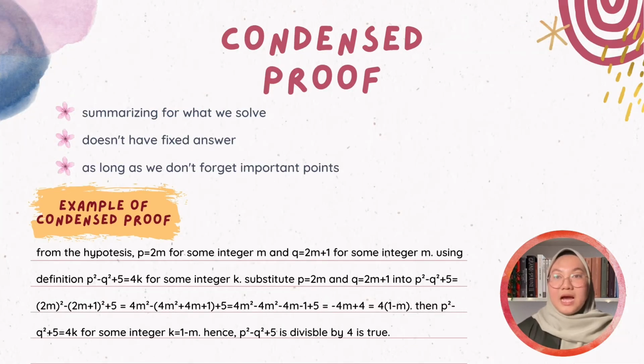Next, I will explain how to write a condensed proof. Actually, a condensed proof is where we summarize what we solved. A condensed proof doesn't have any fixed answer, but the most important thing in writing a condensed proof is we must not miss any important step or important point. And here is one example of a condensed proof.